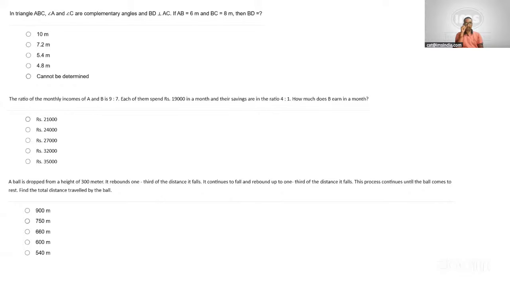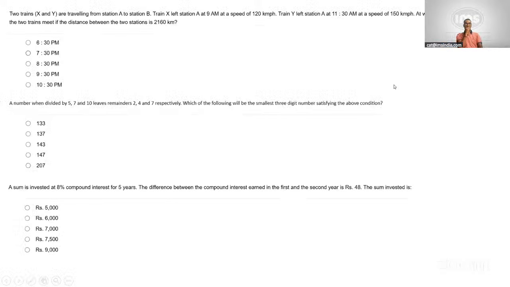A ball is dropped from a height of 300 meters. It rebounds one third of the distance it falls, continues to fall and rebound up to one third. This process continues. No, no, no. This is, I think, an infinite GP, if I'm not wrong, but not getting into it right now. Next bunch of questions, please. Two trains X and Y are traveling from A to B. Train X left the station A at 9 a.m. at some speed. Train Y at 11:30 a.m. At what time? No, no, no, too much work.